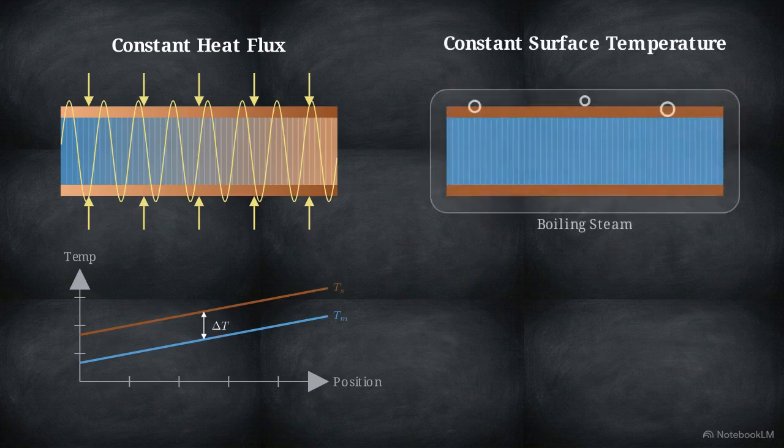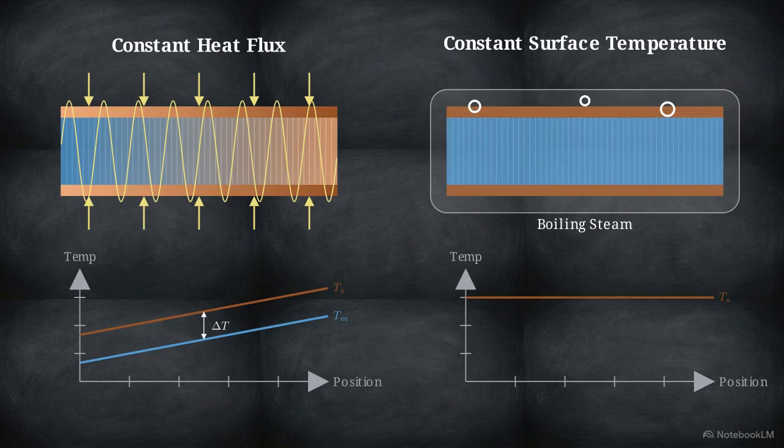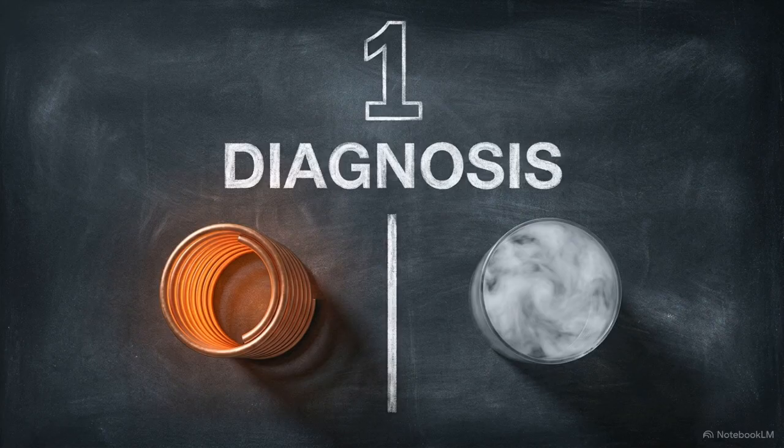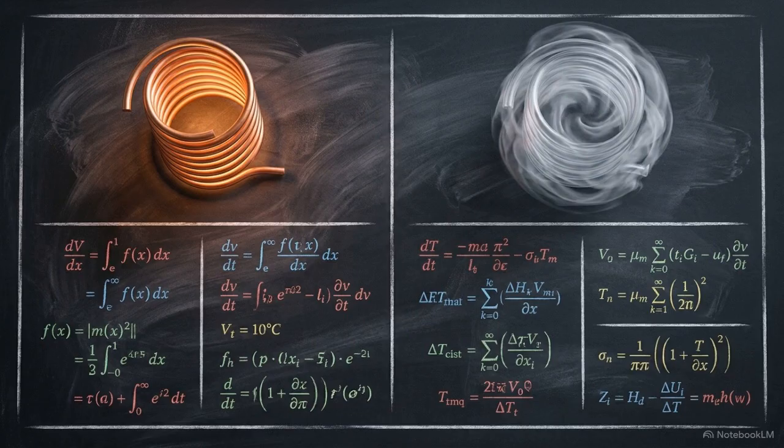By contrast, a pipe in boiling steam is locked at a fixed temperature. As the fluid warms, the temperature gap shrinks, reducing the heat transfer rate. Identifying which of these two scenarios is at play is the mandatory first step. This diagnosis dictates the mathematical framework you must use to solve for the final heat transfer.